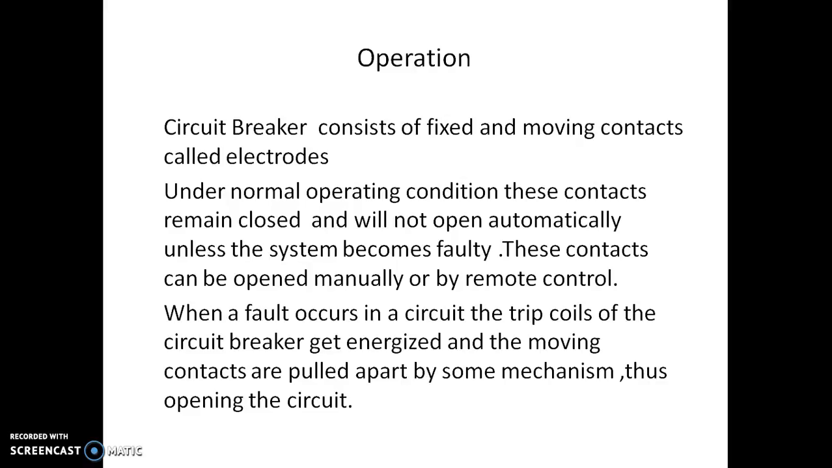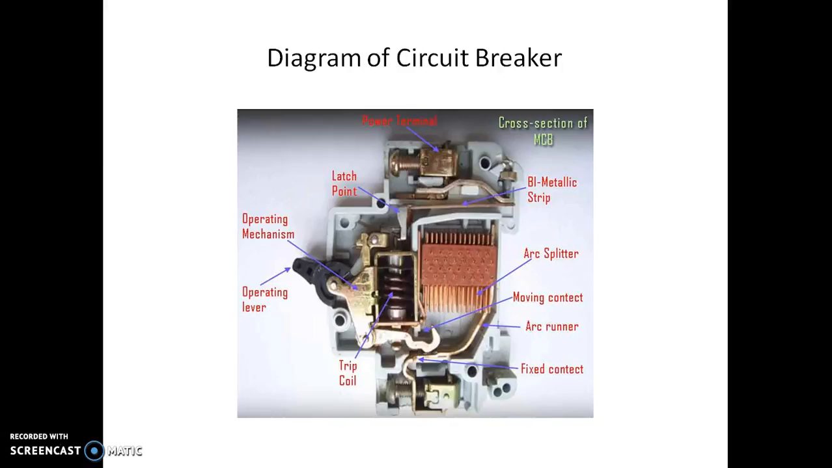So how does this operate? As I said, the circuit breaker consists of fixed contacts and moving contacts. These are called electrodes. Under normal operating conditions, these contacts remain closed, and under faulty conditions, these contacts get separated by a mechanism.